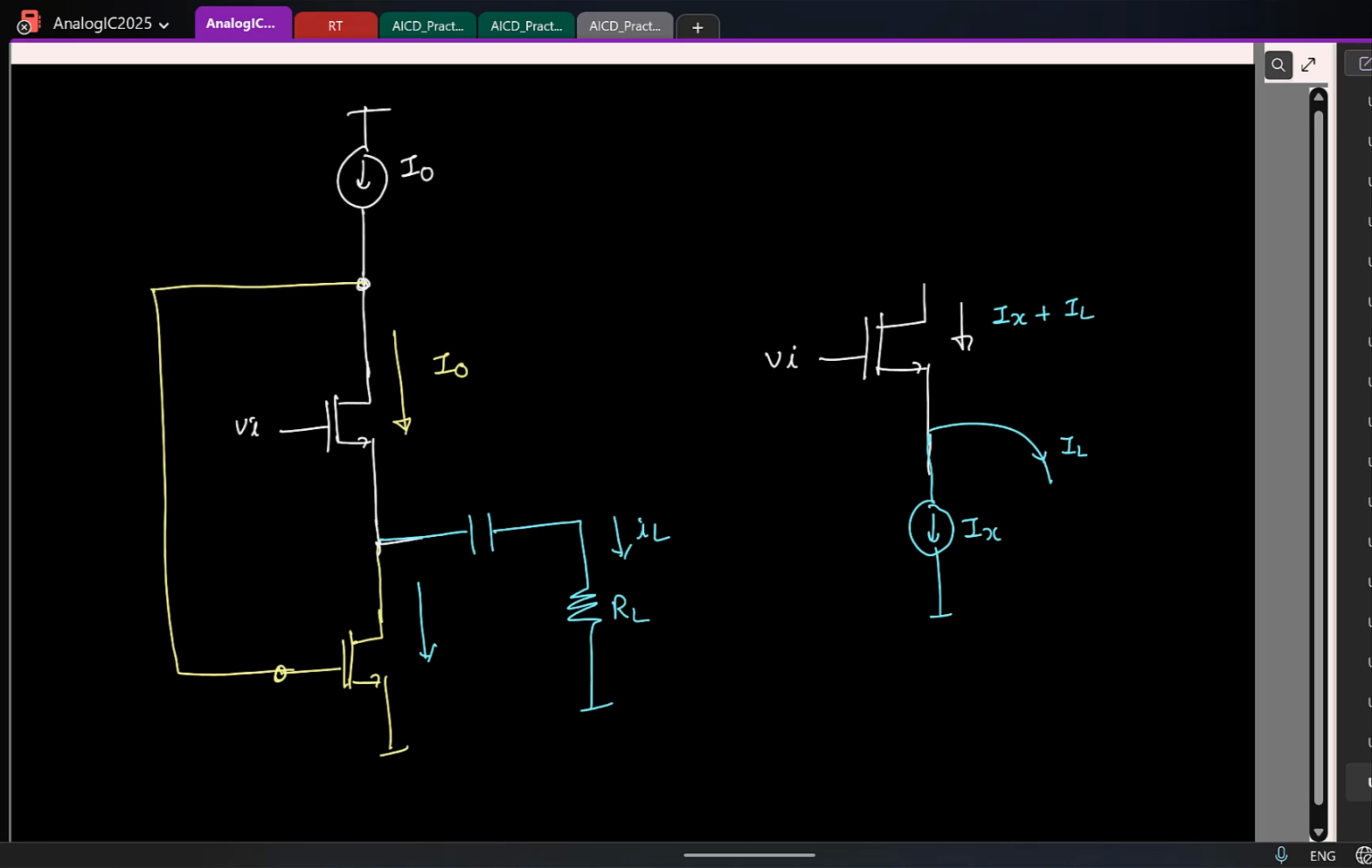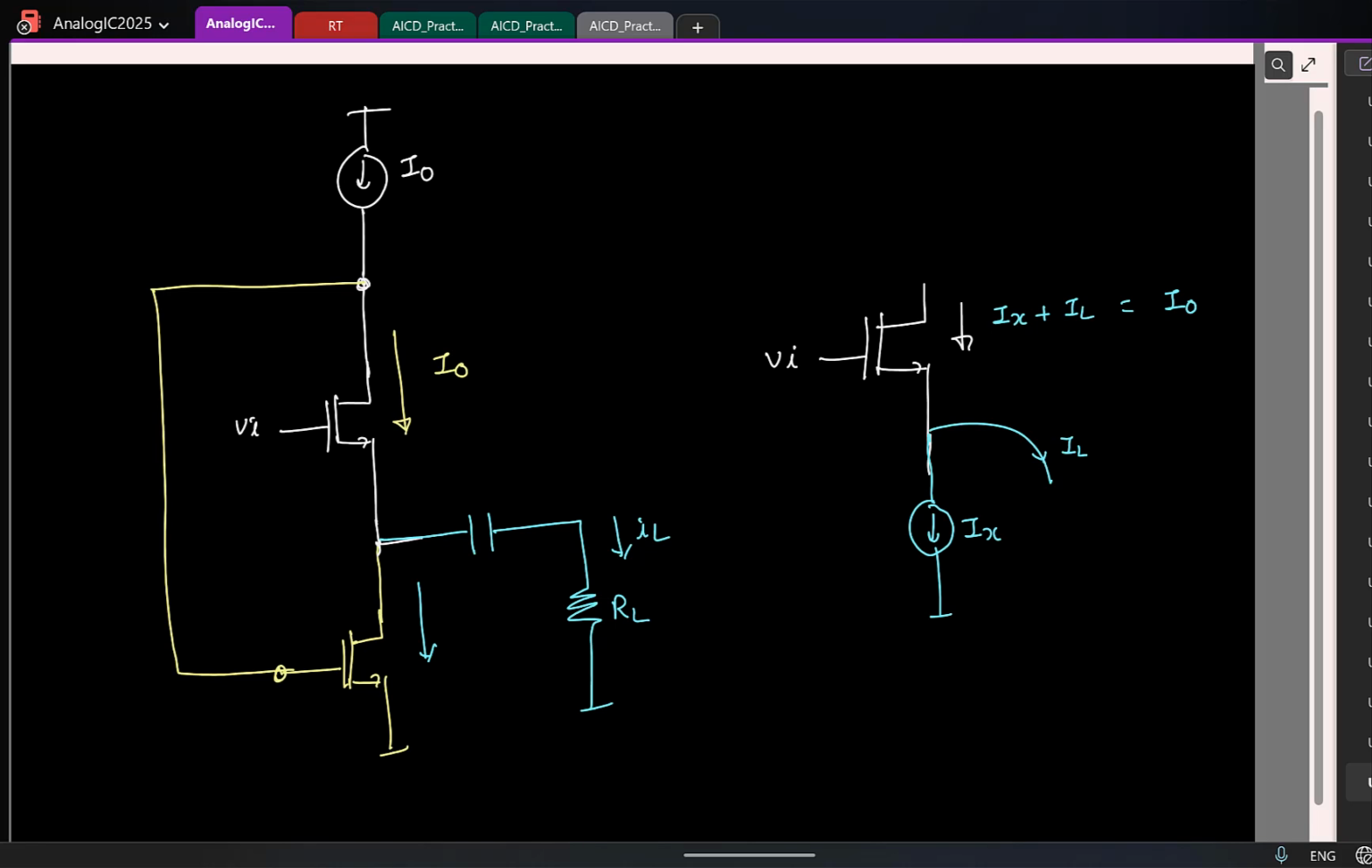And how do you want this Ix plus IL to be? I want this to be fixed. So let us say this must be equal to some constant current I0. Now let us say you exactly know what the load current is. You can put a fixed current of Ix so that the sum of these two is constant. Of course, that is not practical because the load current will keep changing. So once again, this cannot be a fixed current source. What kind of current source should it be? A variable current source. And how will the current be controlled? Through voltage.